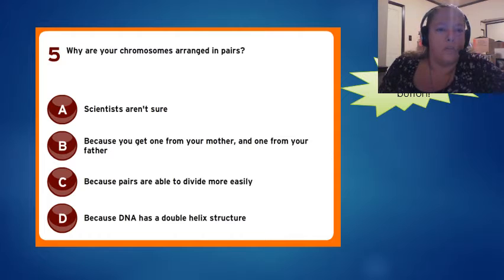Why are chromosomes arranged in pairs? A, scientists aren't sure. B, because you get one from your mother and one from your father. C, because pairs are able to divide more easily. And D, because DNA has a double helix structure.